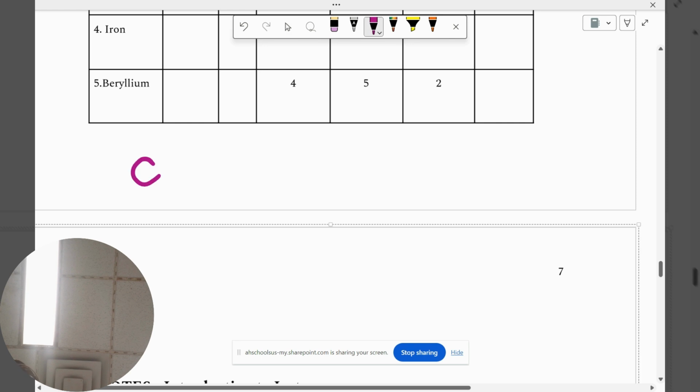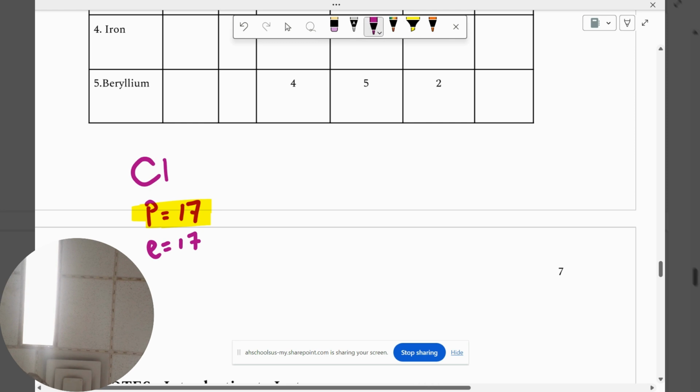So if I had chlorine, right? If I said how many protons are in a neutral element of chlorine, what would you say? 17, right? If it was neutral, how many electrons are there? There's 17, right? All I did was just find the atomic number.